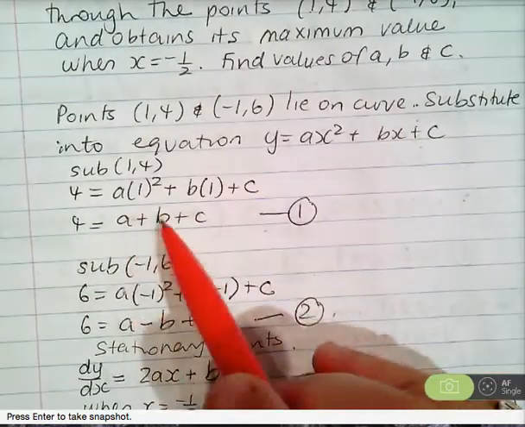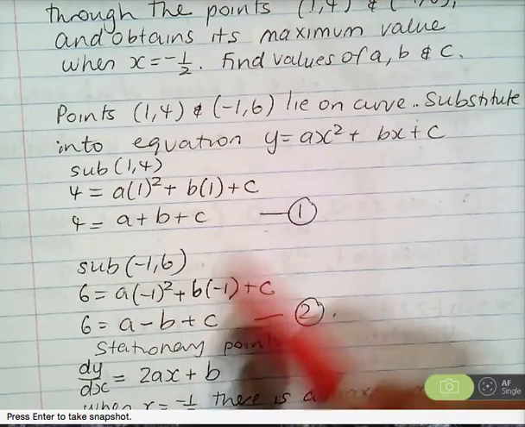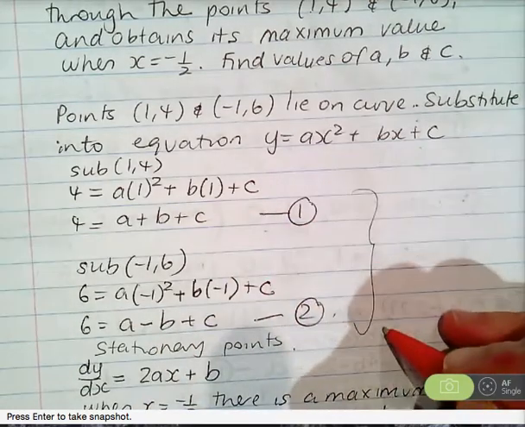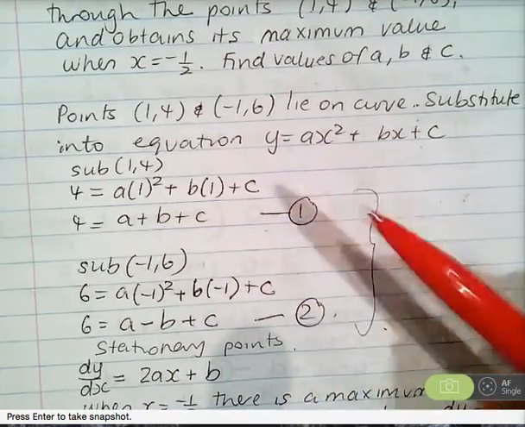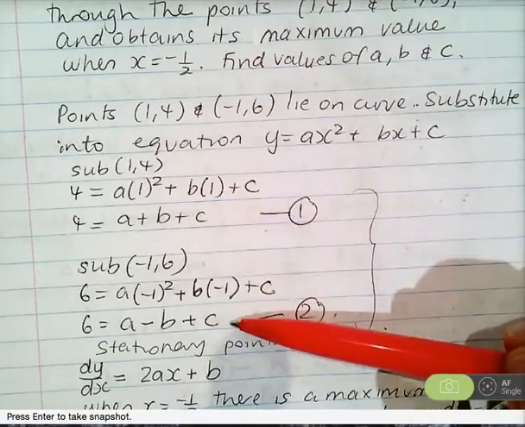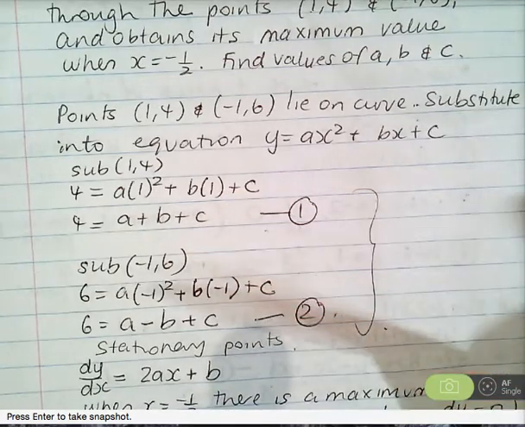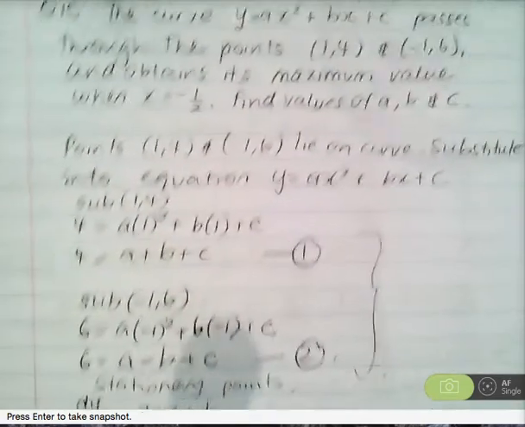So notice we've got 3 unknowns, but only 2 equations. When you're working with simultaneous equations with 3 unknowns, you need 3 equations. So we have to use another piece of information.